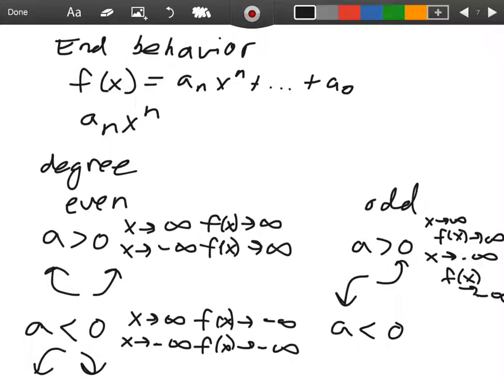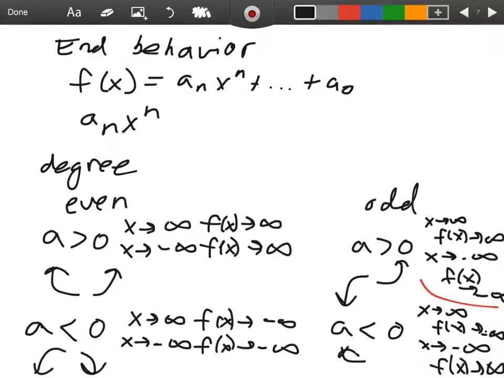And then the other guy, let me separate these two. As x goes to positive infinity, f of x goes to negative infinity, and as x goes to negative infinity, f of x goes to positive infinity, so that looks like that. Okay? I know I ran out of room, I'm sorry.